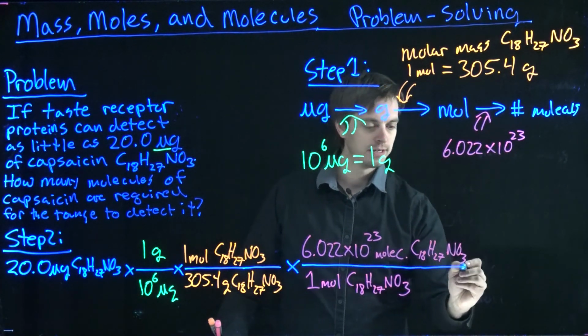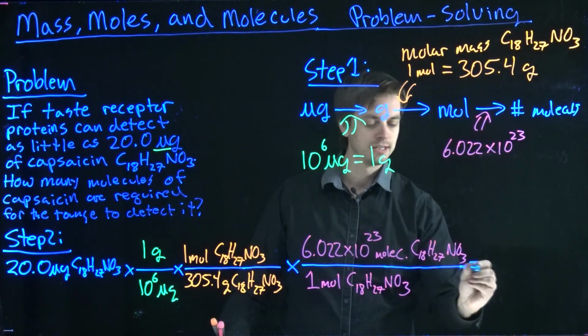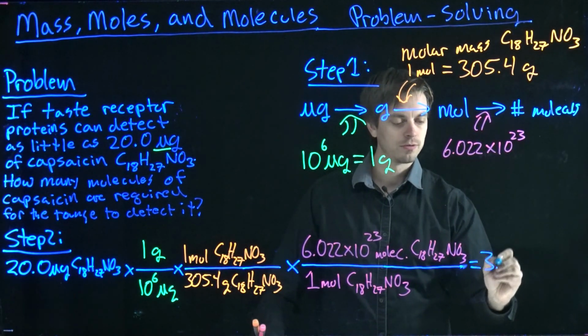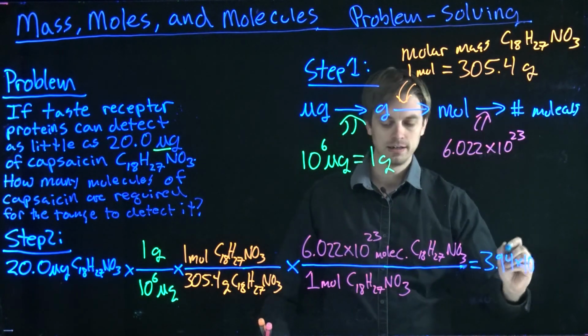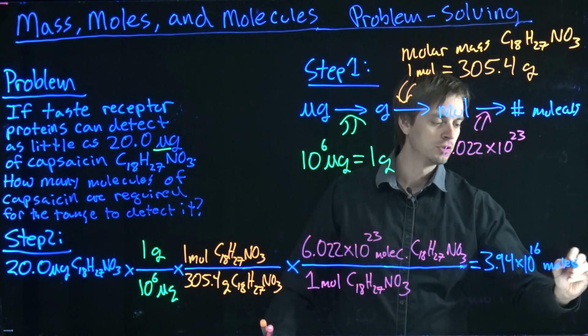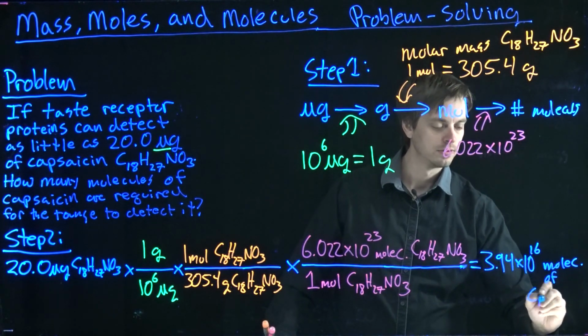Now we are all set. We can plug all these values into the calculator, and you should get a final answer on the order of 3.94 times 10 to the 16th individual molecules of capsaicin.